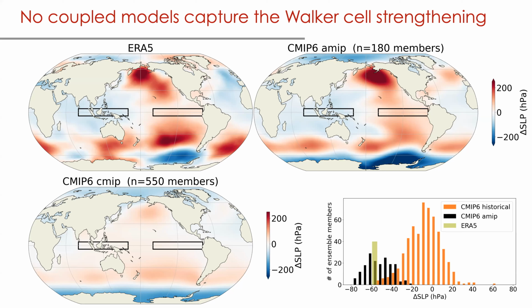And we can look at an index of the Walker circulation as the difference in sea level pressure between these two boxes. And we find a similar pattern, where reanalysis, in this olive bar, shows a large strengthening of the Walker circulation. AMIP is centered around reanalysis, but not a single AMIP, not a single coupled simulation out of 500 members, is able to reproduce the full strengthening of the Walker circulation.